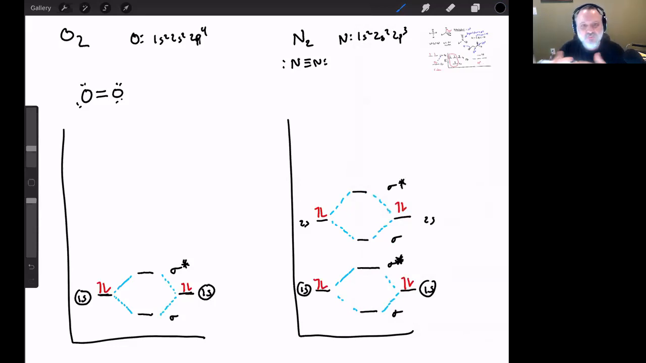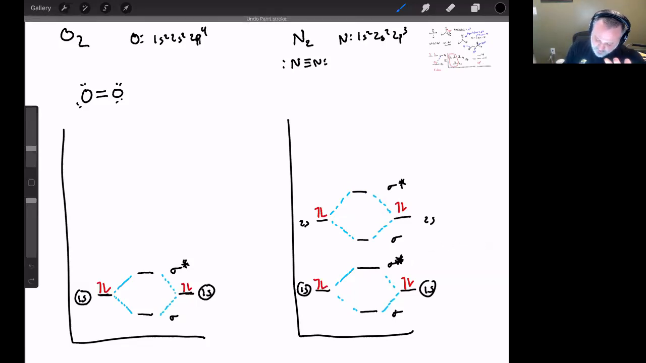And so what's going on here? It seems like this is an anti-bonding orbital, but it's lower energy than the bonding orbital right above it. Is that possible? Yeah, that's exactly what's going on. And so yes, that anti-bonding orbital is lower in energy.